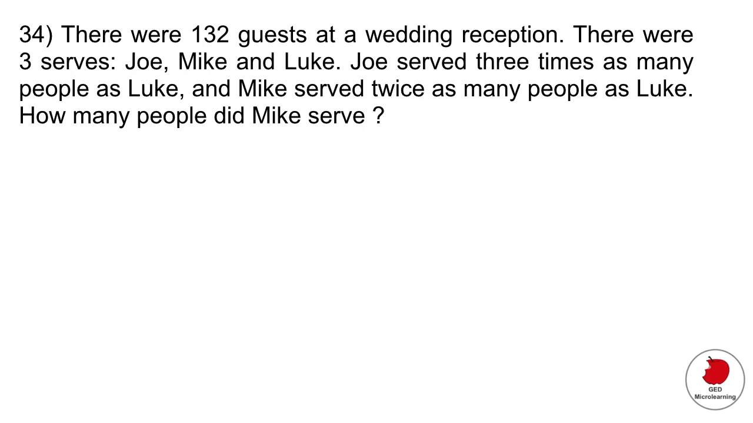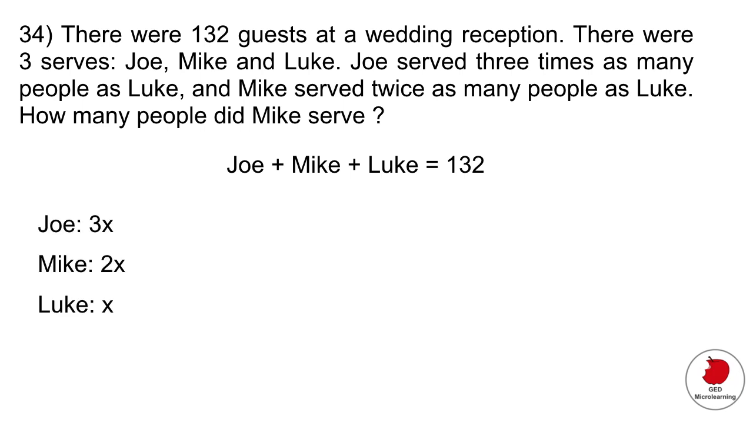Okay, so this is what they're telling us. We have these 3 servers, Joe, Mike, and Luke, and that's going to equal 132 guests that they serve. And they tell us that Joe served 3 times as many as Luke, Mike 2 times as many as Luke, and Luke we don't know. Okay, so that's how you would write it. So Joe is 3x, where x represents Luke, Mike is 2x, and then Luke is just x.